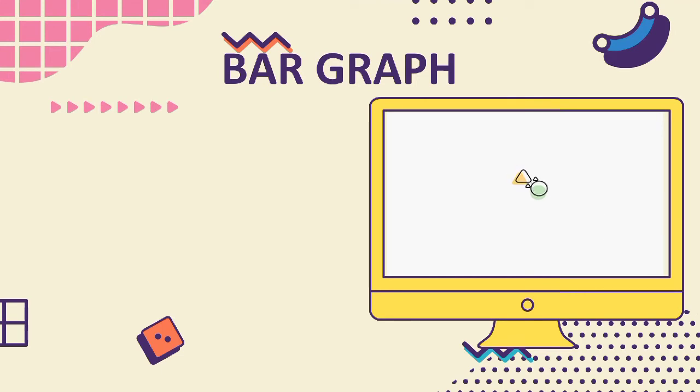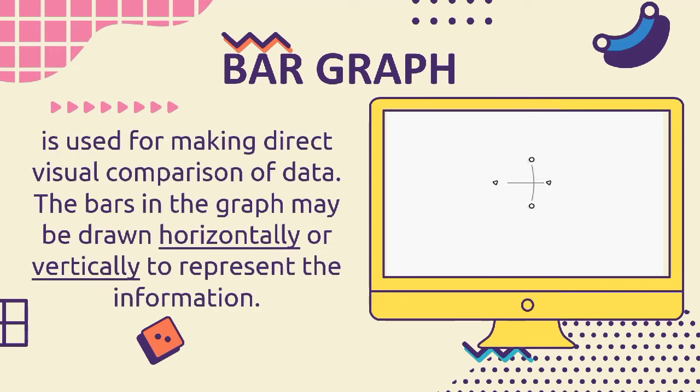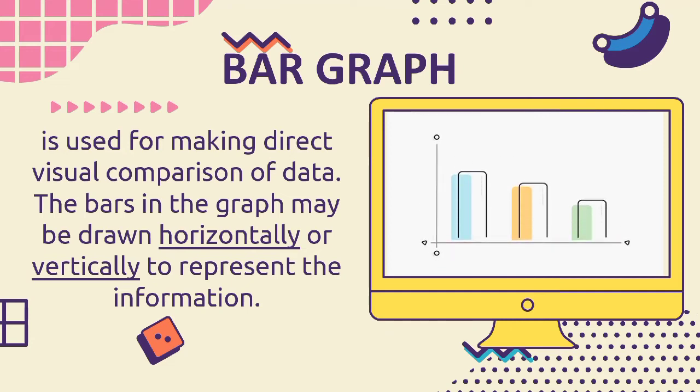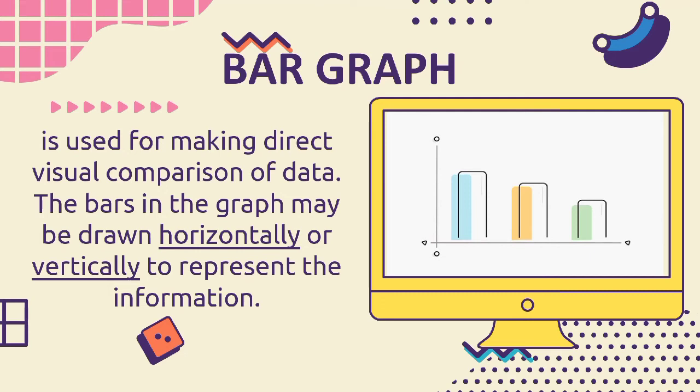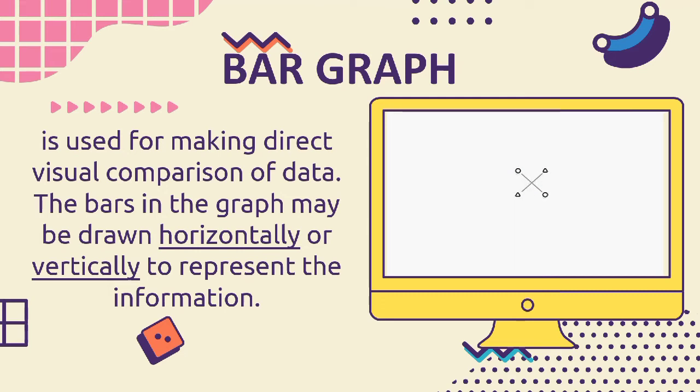The second type of graph is bar graph. Bar graph is used for making direct visual comparison of data. The bars in the graph may be drawn horizontally or vertically to represent the information. So let's have an example.